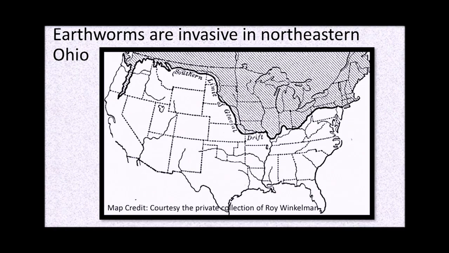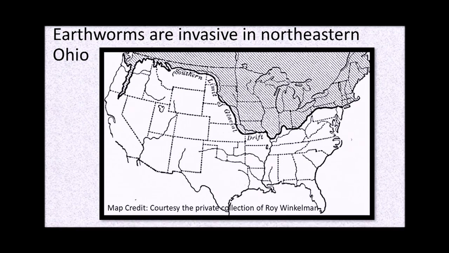That's kind of surprising. So it turns out that the last glaciation was covering this region in northern Ohio, and it killed out all of the native populations of earthworms. Now earthworms, they're very wiggly, they move around a lot when you pick them up, but they happen to be really slow migrators.